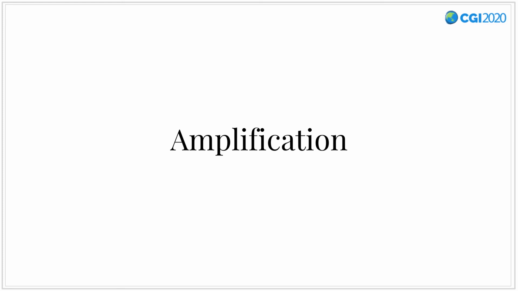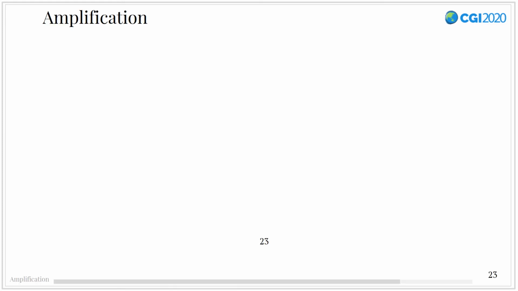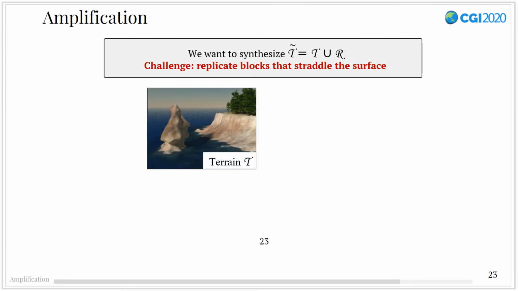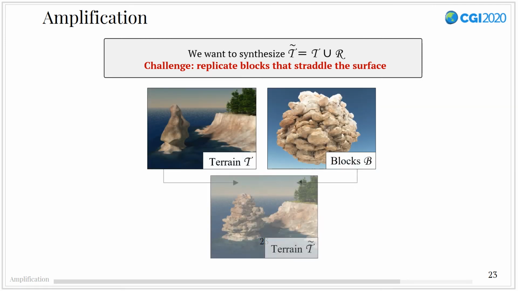So far, we have created detailed tiles of different types of blocks: tabular blocks, equidimensional blocks, etc. Now the goal is to amplify a smooth input terrain with these detailed blocks. We aim at generating a modified terrain tilde t as the union between the base terrain T and the replication R of some blocks Bi. We want our blocks to be replicated over the surface of the initial terrain and also on steep cliff faces.